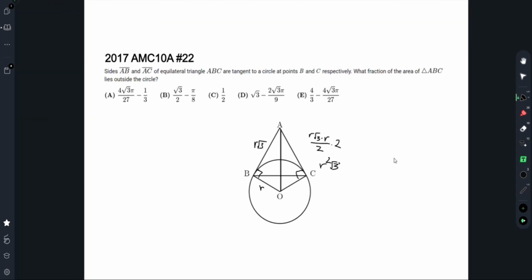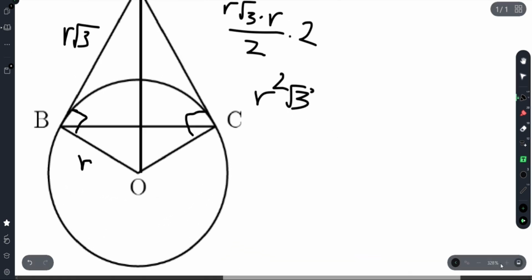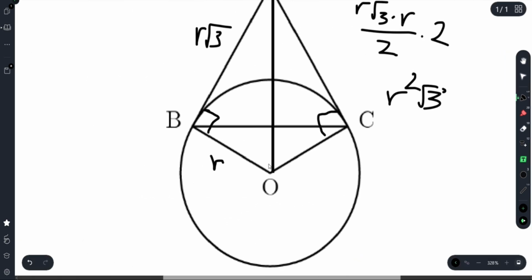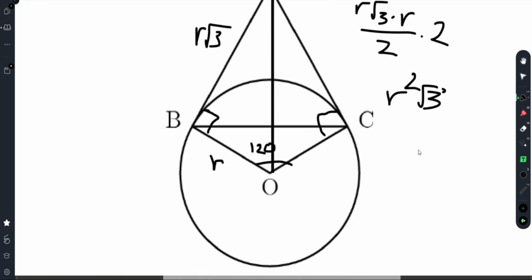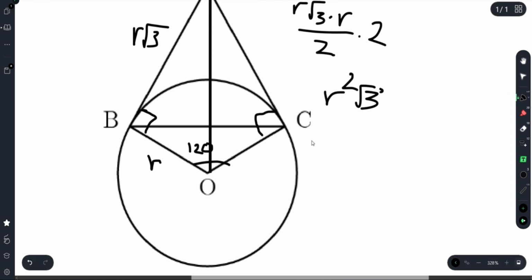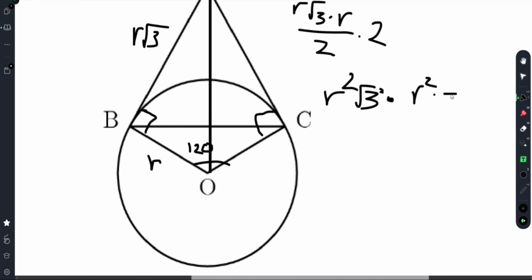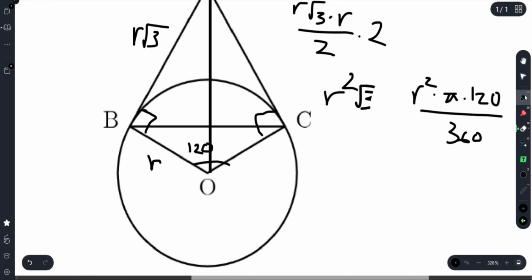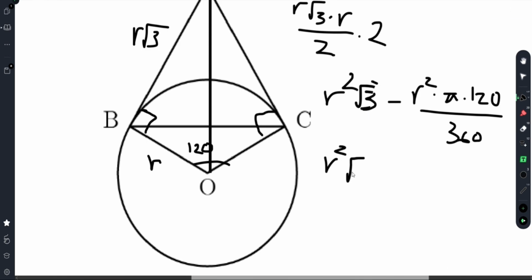But we're trying to find the area that lies outside the circle. So we need to subtract this lune shape. And what is this? So this is 120 degrees because of inscribed angles. So we can do the area of a sector of a circle, which is R squared times pi times 120 over 360. And then what we get from this is that we subtract it from our original. So R squared root 3 minus pi R squared over 3.